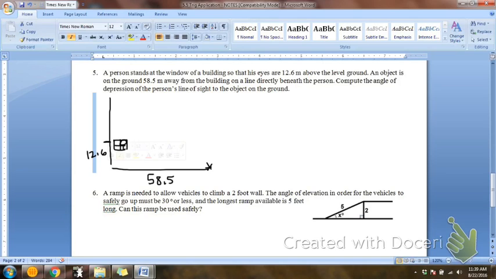So if it's their line of sight, wouldn't you agree they're looking down at it? And remember we said whether they're talking about angle of elevation or depression, we're still talking about this angle down here. So we'll call this one our X.